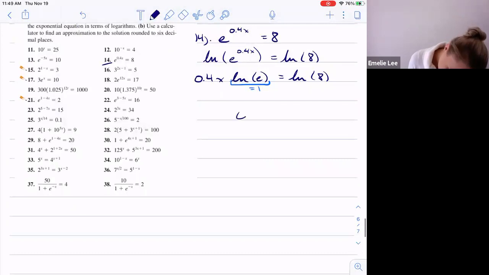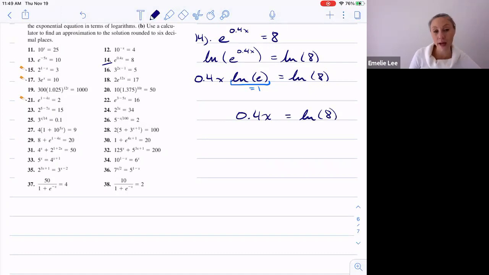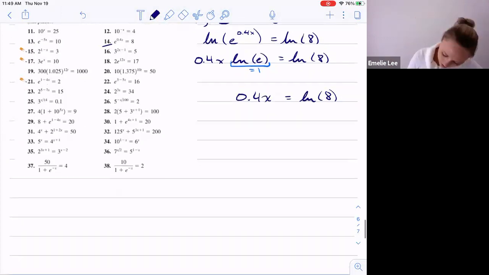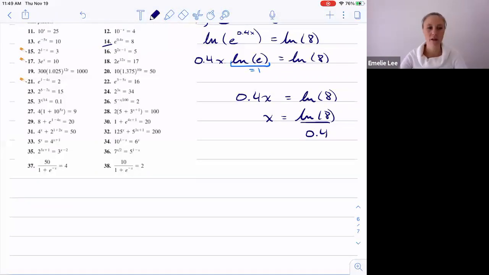So then we have 0.4x is the ln of 8. Now, remembering that ln of 8 is just a number, we can divide both sides by 0.4. So we get x is the ln of 8 divided by 0.4. This is the exact answer, ln of 8 over 0.4.